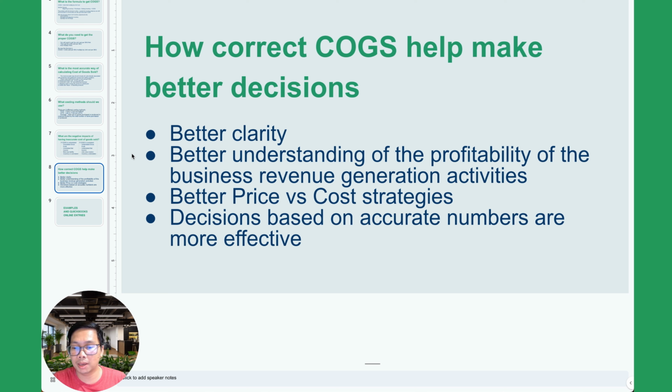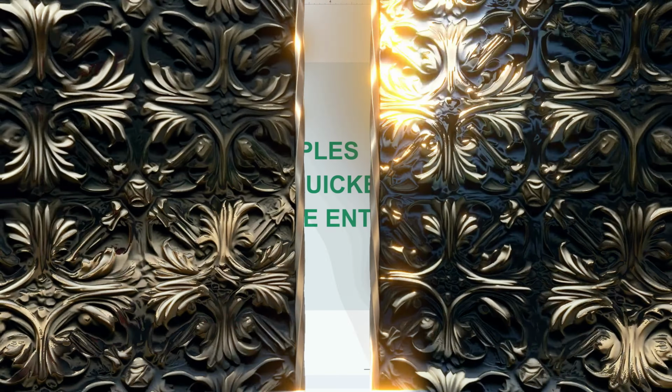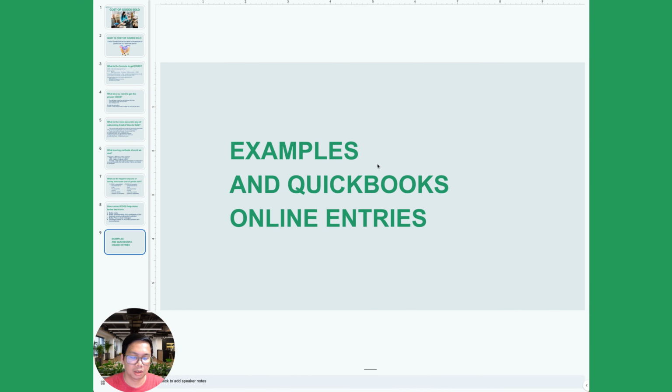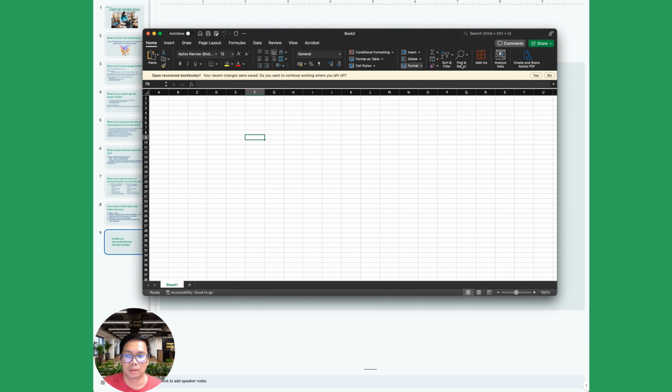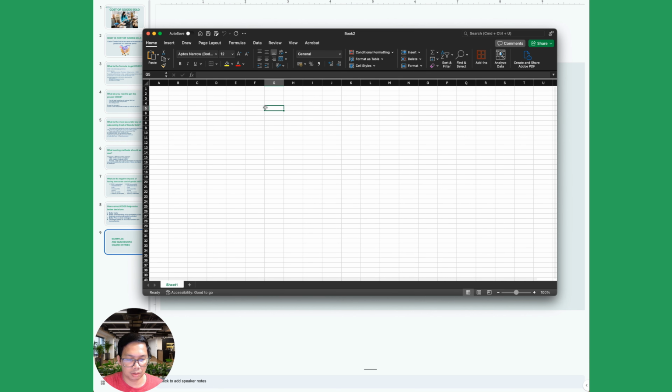Next, decisions based on accurate numbers are always more effective. Of course, if the data or information that you are using is accurate, then you can make better business decisions. That's the absolute truth. Okay, so the last part will be examples and QuickBooks Online entries. We will create an example in Excel and then we will calculate cost of goods sold.